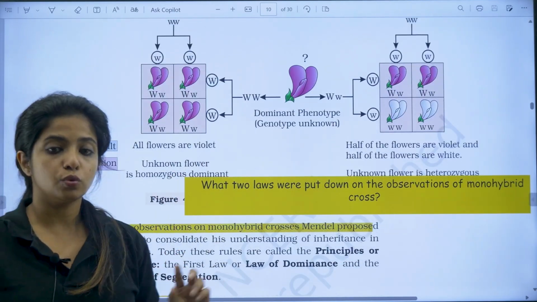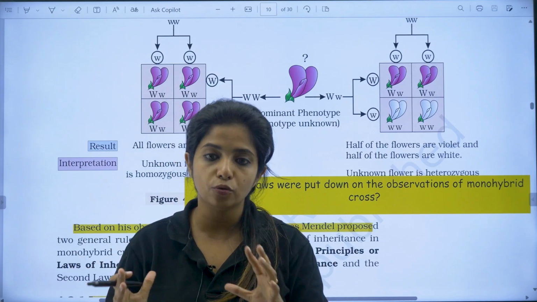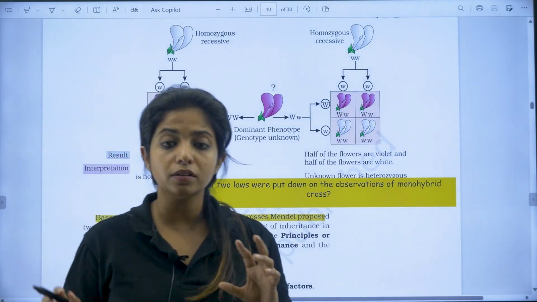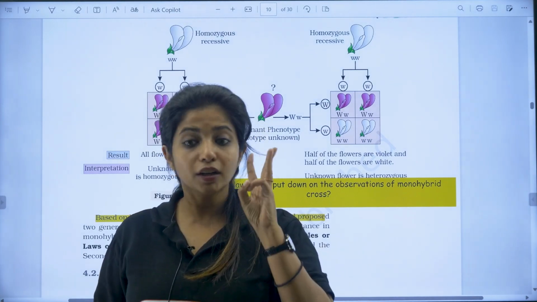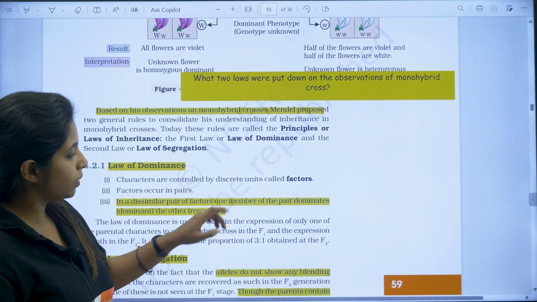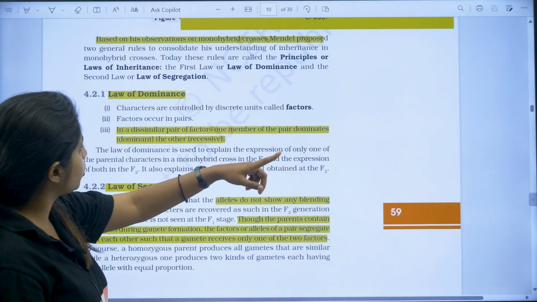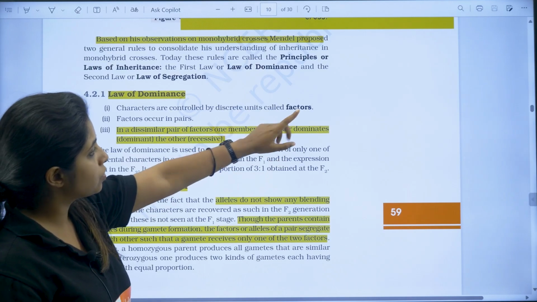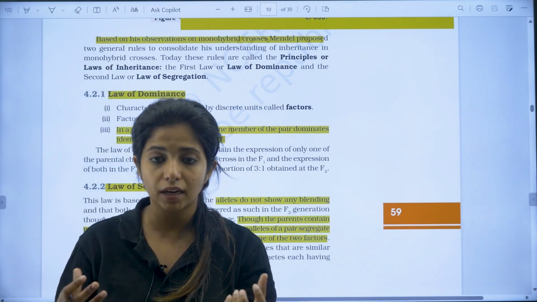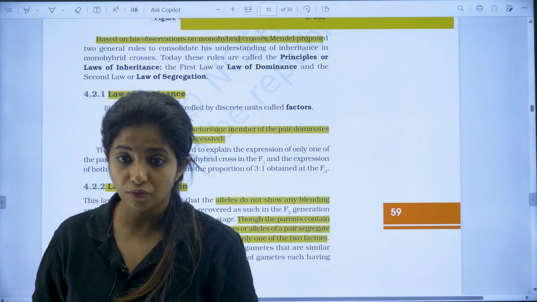Now, they will ask you, okay, what were the 2 laws that were put down after doing the monohybrid cross? There are 3 laws of Gregor Mendel, but 2 laws were put after monohybrid cross. One is law of dominance and the other one is law of segregation. What does law of dominance say? You have to know about all this. Characters are controlled by discrete units known as factors. Factors occur in pair. The one that will be able to show its character is known as dominant. It will be overshadowing the effect of the recessive one.